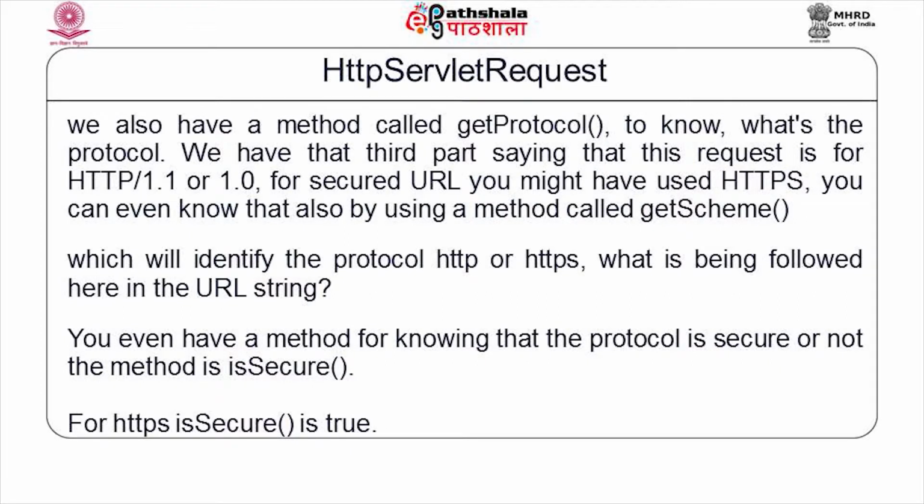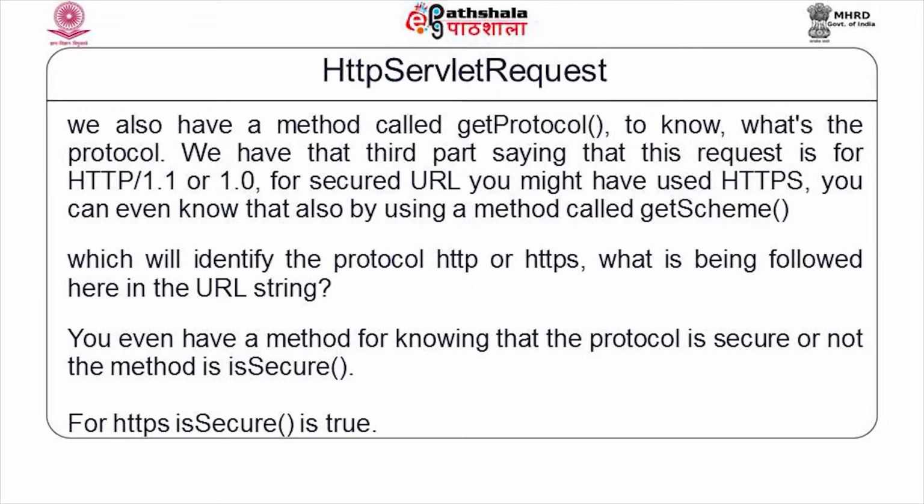We have that third component, which says this request is for HTTP 1.1 or 1.0 or something. So, you can know what protocol is being used here by using the method called getProtocol. Fine. We even have a method to know, in the URL, you might have used HTTP, or sometimes for a secure URL you might have used HTTPS.